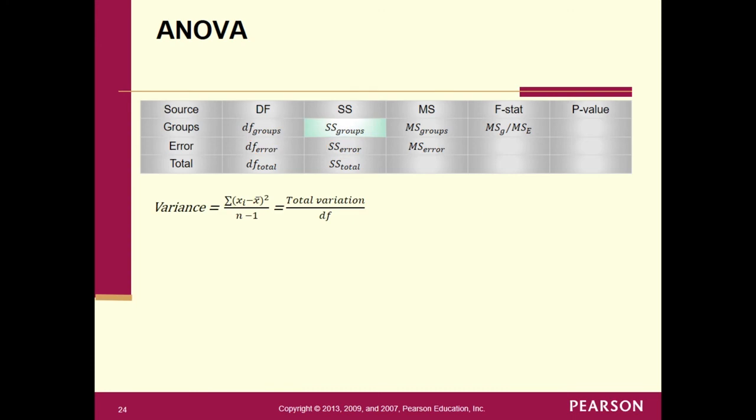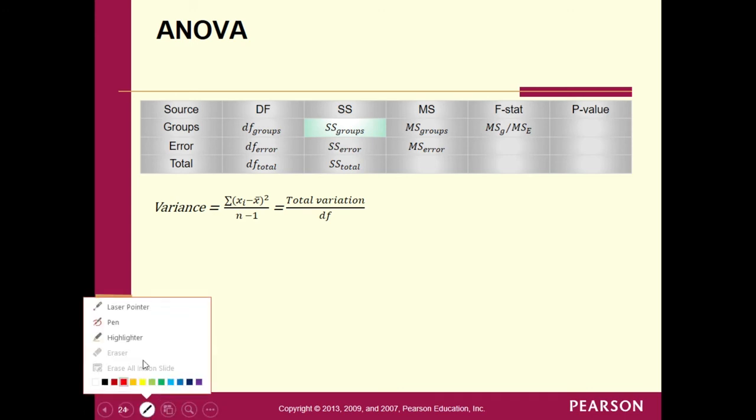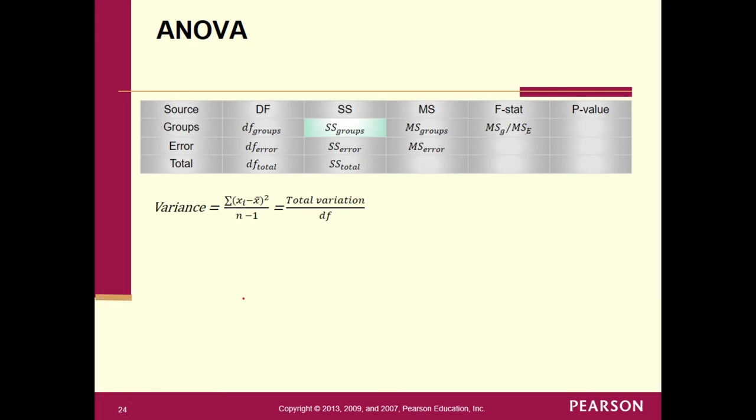All right, what about SS groups? Let's figure out what that is about. So the first thing that I want to point out to you guys, and pay attention to this one because this is why we call it an analysis of variance. So notice the variance formula.